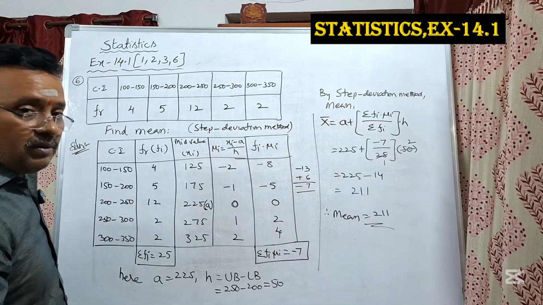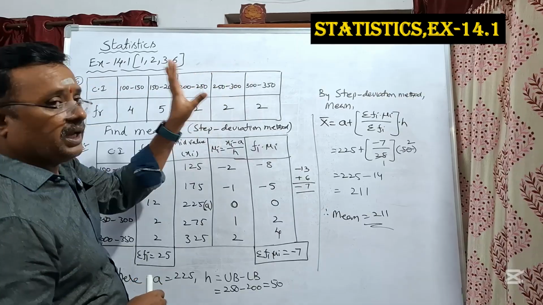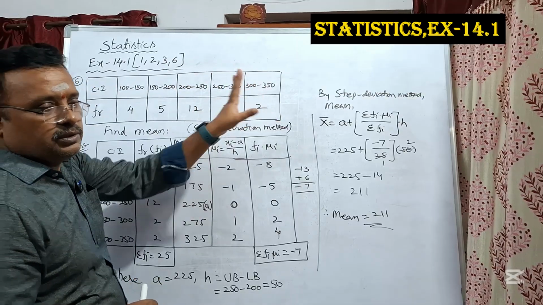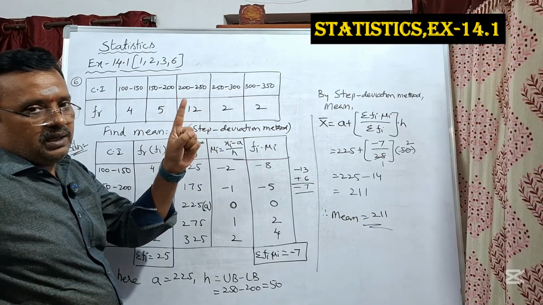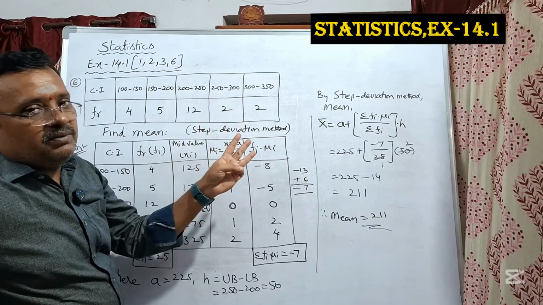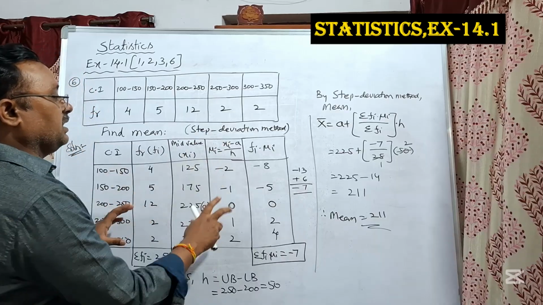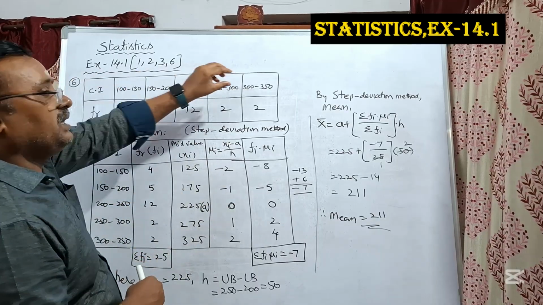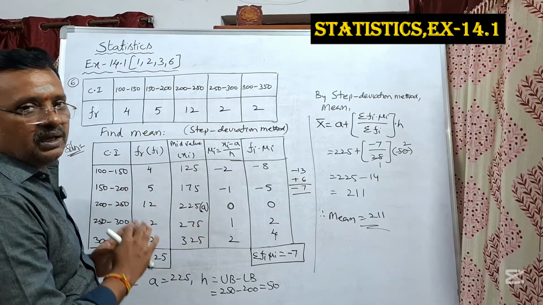Okay, now listen everybody. To solve any grouped frequency distribution table for finding the mean, you can apply the direct method or deviation method or step deviation method. But the step deviation method is the advanced method, because using this method, whatever the big class intervals or big frequencies may be, we can easily find the mean.